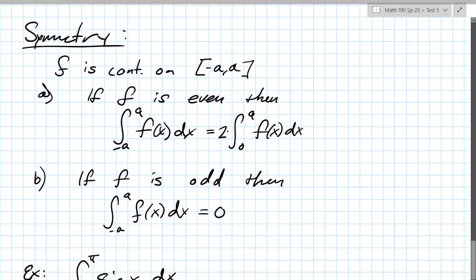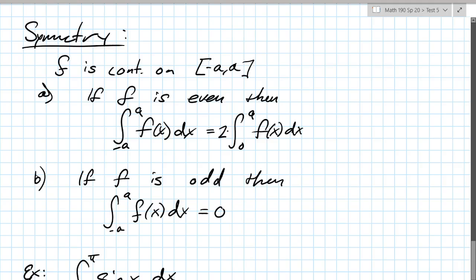Last thing for this section is about symmetry. And symmetry kind of gives us a hint that could make our life a little easier. It says, if f is continuous on the closed interval from -a to +a, and if f is an even function, that is, it has y-axis symmetry, think a parabola, right? And you want to find the integral from -a to +a, what you can do is you can find twice the integral from 0 to a.